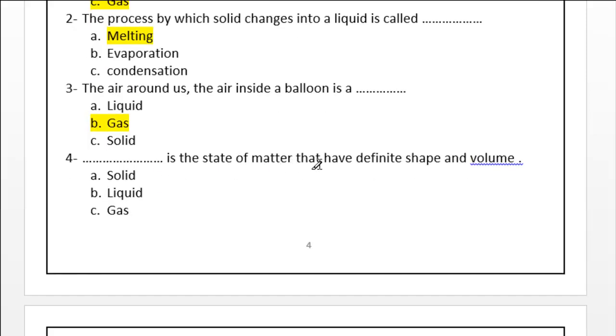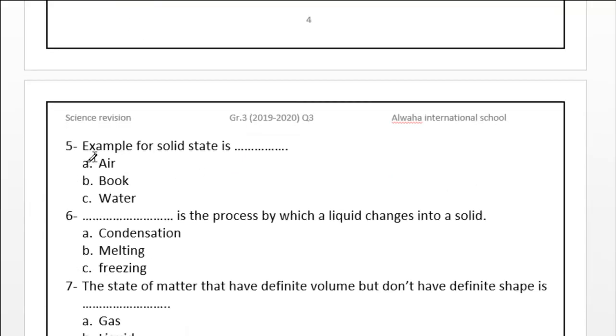It is the state of matter that has a definite shape and volume. So the shape and volume here are definite. So it will be the solid state. An example of a solid state is air, book, water. Yeah, that's right, book.